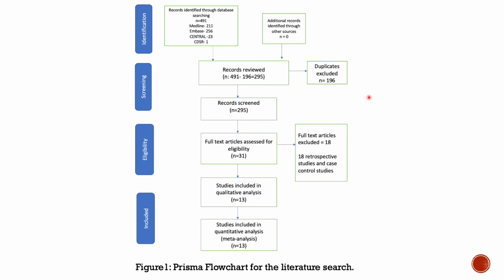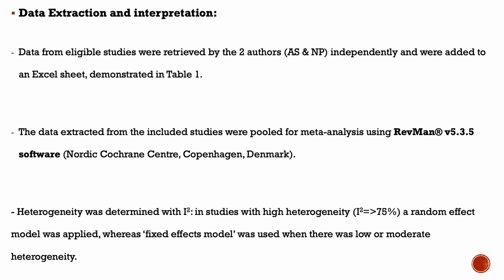This is the PRISMA flowchart for our research. Records identified in the beginning were 491, and the studies included in the meta-analysis were 13. Then data from eligible studies were retrieved by 2 authors independently. We used the RevMan software for interpretation of the data, and in cases with high heterogeneity, I-square more than 75%, a random effect model was applied.